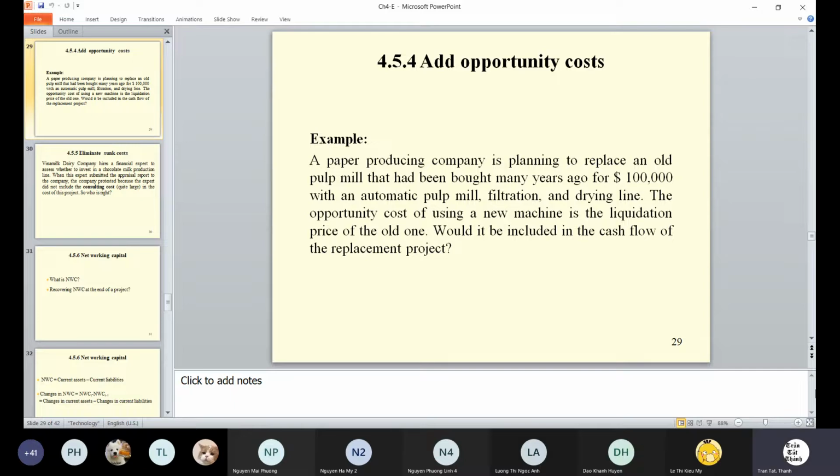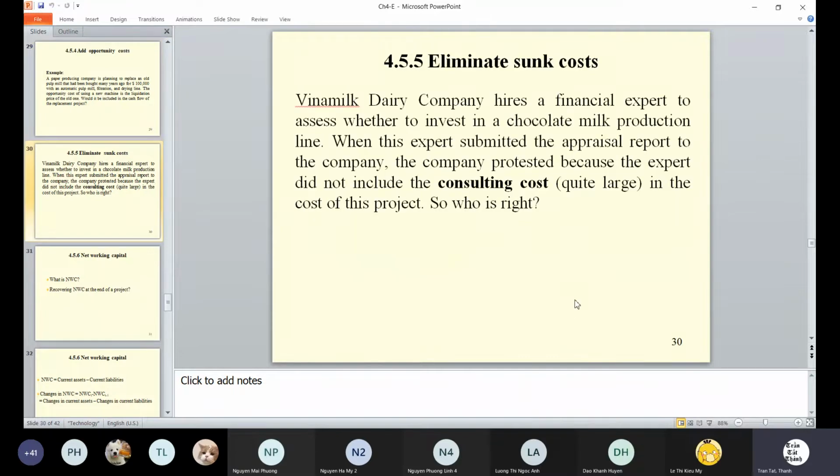So would it be included in the cash flow of the replacement project? What is the answer? Is this yes or no? Can anyone answer me? Yes, it is yes. Thank you. So that's the eliminate some cost as well.